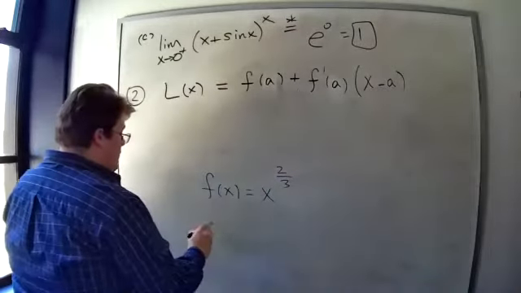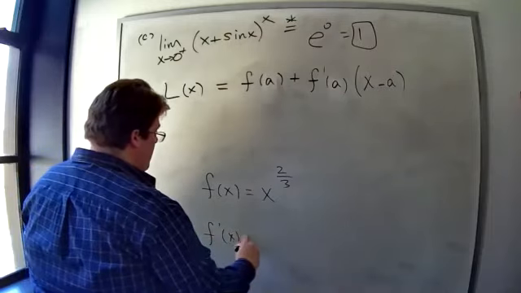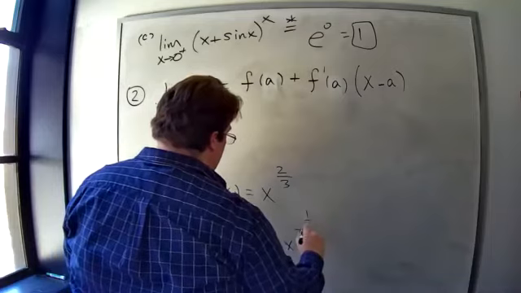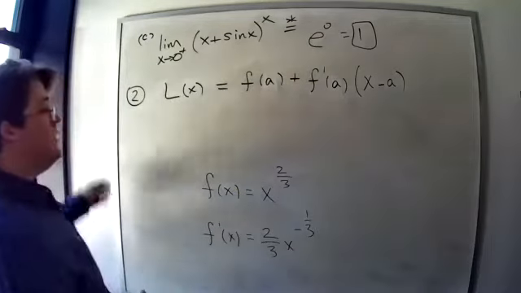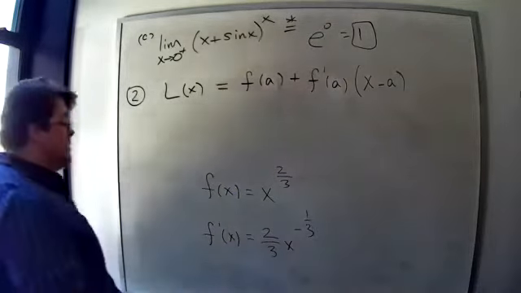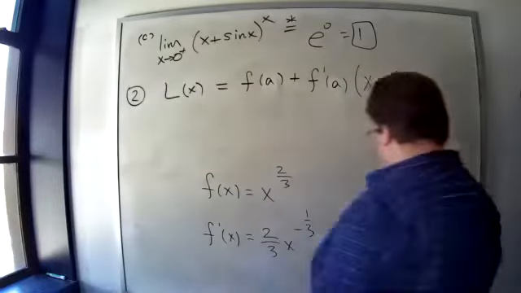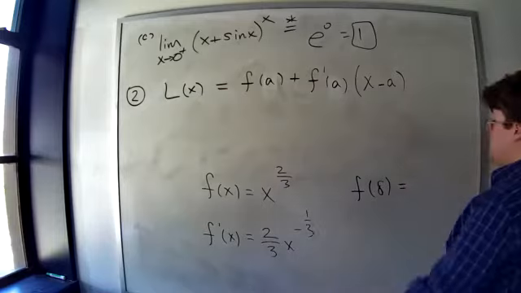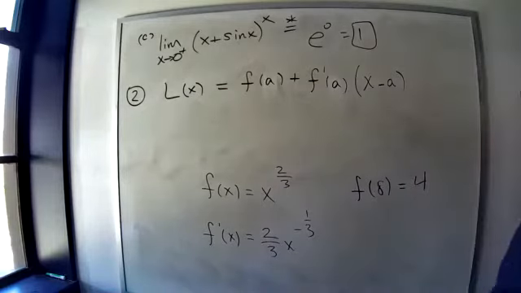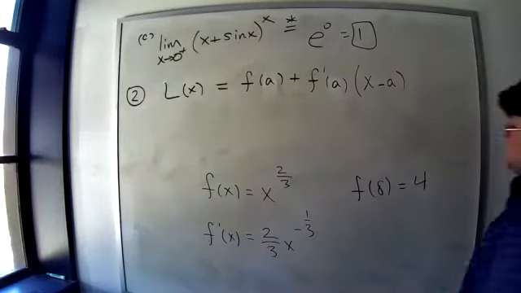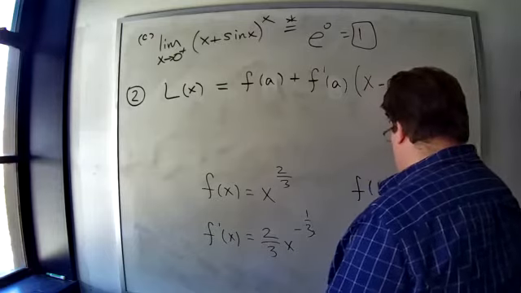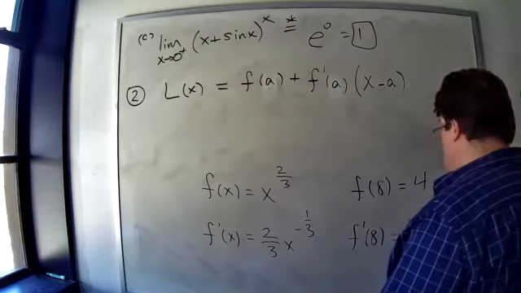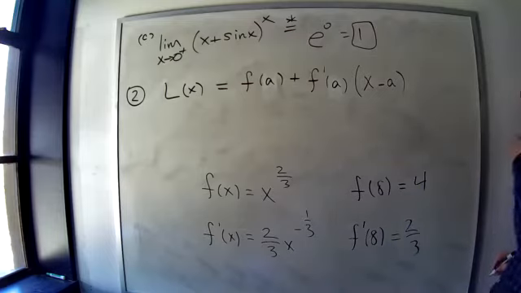to find the derivative. F prime is 2/3 x to the negative 1/3. Here, the value we know is a equals 8, or x equals 8. So evaluating this at 8, 8 to the 2/3 is 4. Cube root of 8 is 2. 2 squared is 4. The derivative evaluated at 8 is what? Well, it's 2/3 times 8 to the negative 1/3.